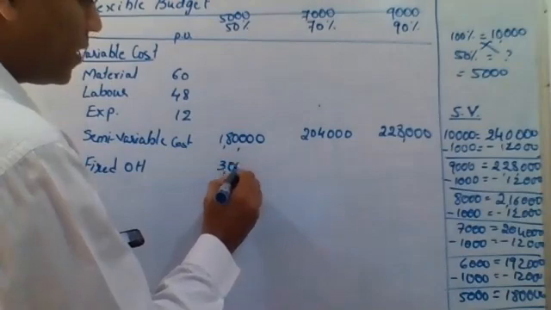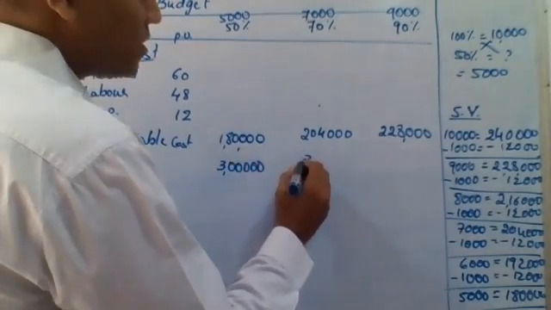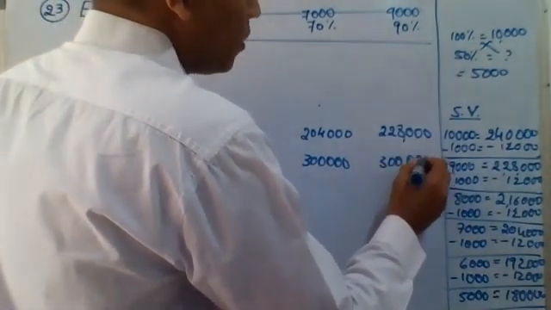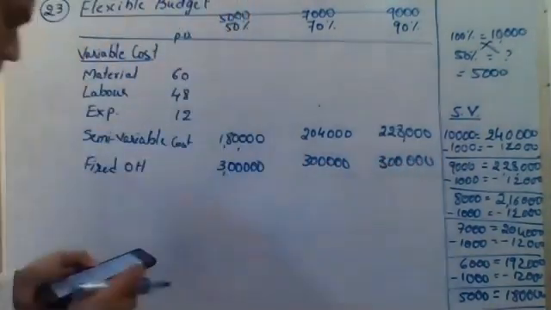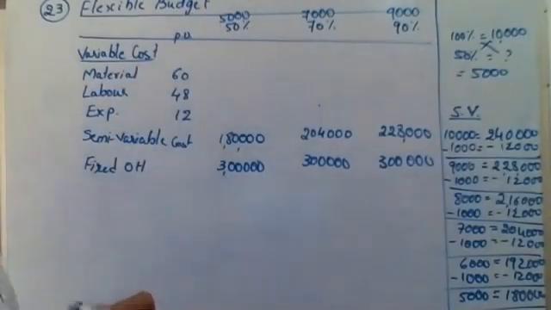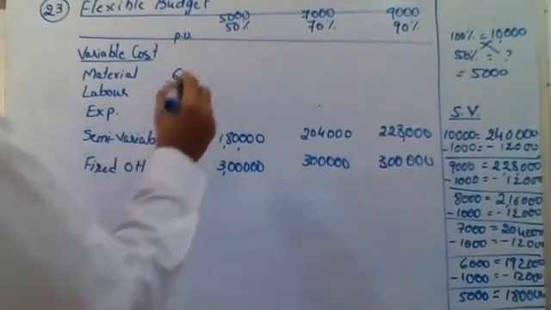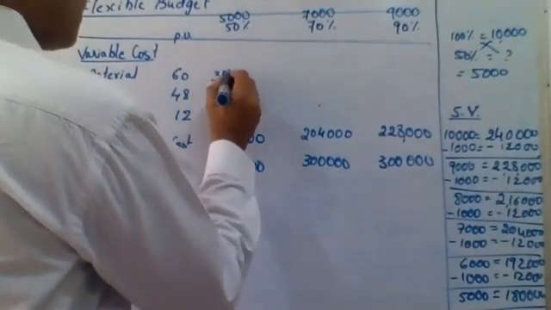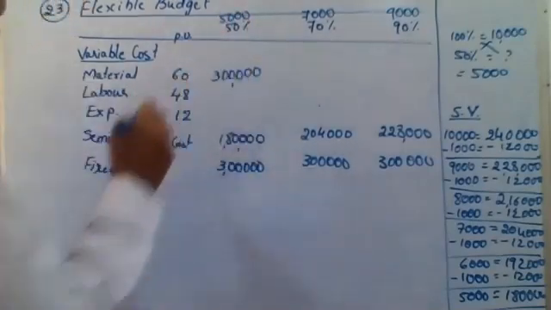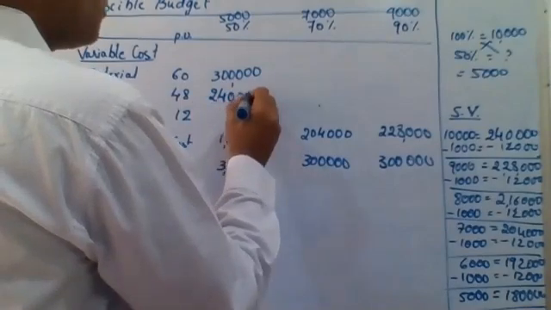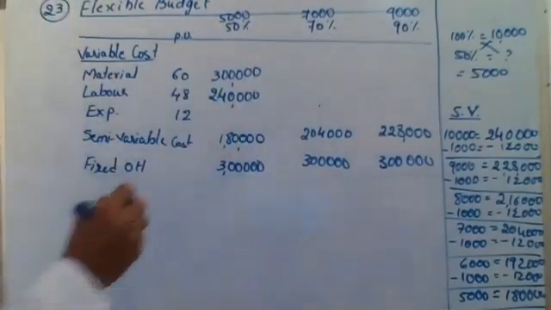We know fixed cost we directly take in the total only, and this remains constant because it is fixed cost. It will be 3 lakhs at all levels. All right. So only these 3 things you have to find out. So you have to just multiply these things. 5,000 units multiplied with 60 comes to 3 lakh rupees. 5,000 into 48 comes to 2,40,000. 5,000 units into 12 comes to 60,000.